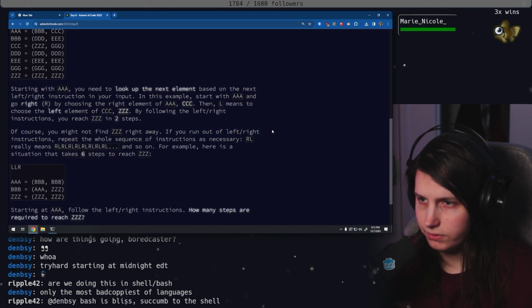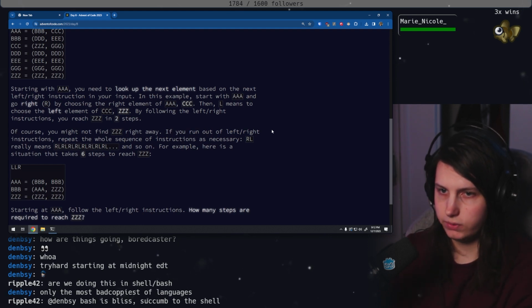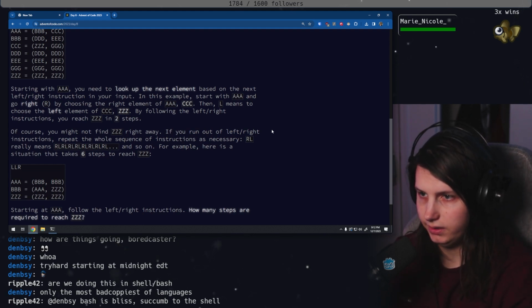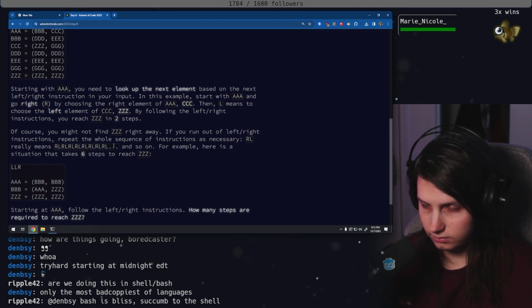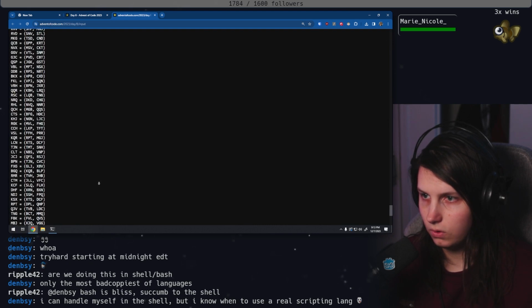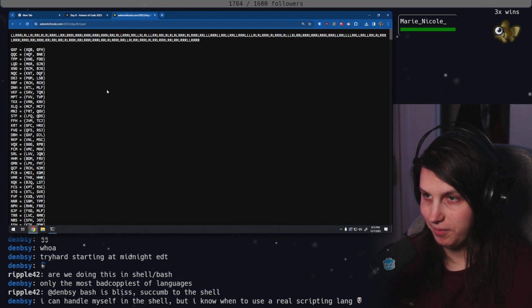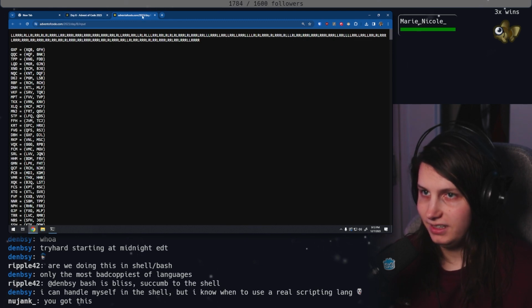If you run out of left-right instructions, repeat the whole sequence of instructions as necessary. RL really means RL. So true. Holy crap. That's a lot of stuff going on there.